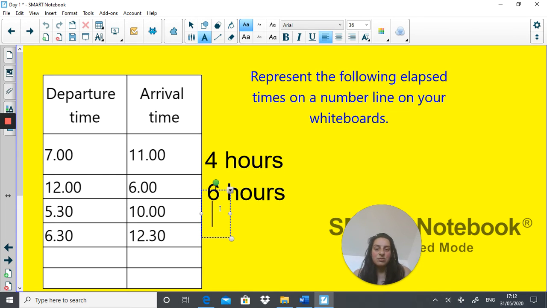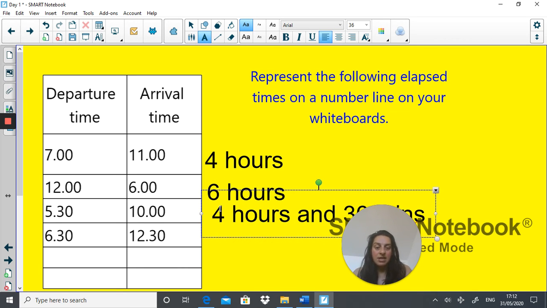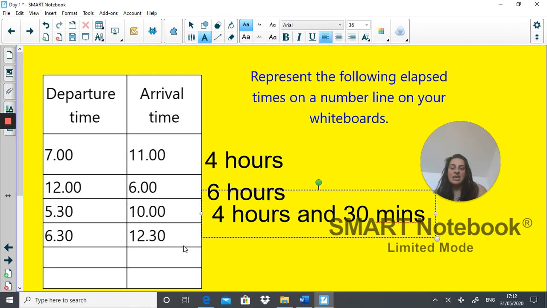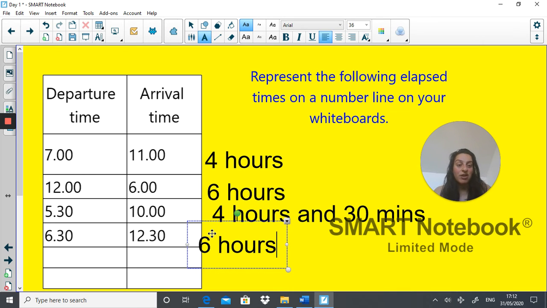5:30 to 10 o'clock, so 5:30, 6, 7, 8, 9, 10. That's 4 hours and 13 minutes. You can't see that because there you go. And 6:30 to 12:30 would also have been 6 hours. If you got those right, guys, good job.